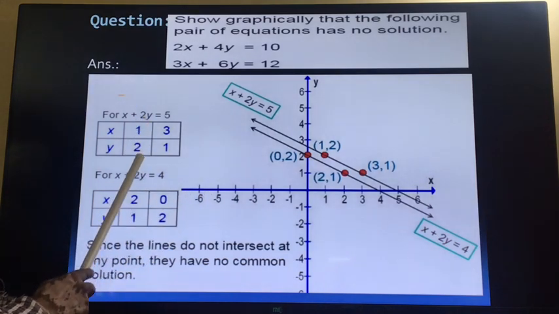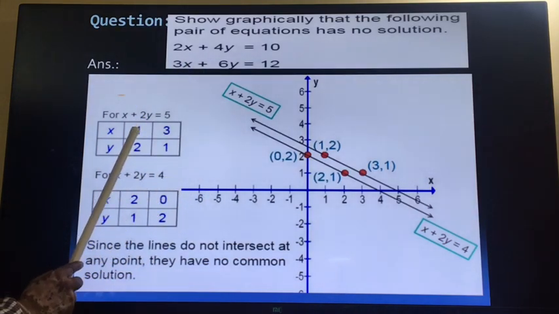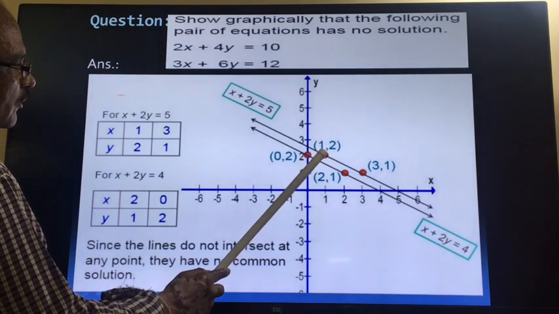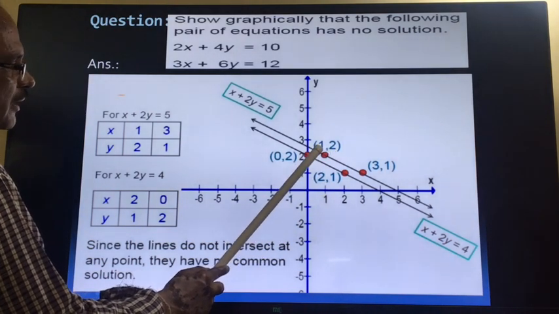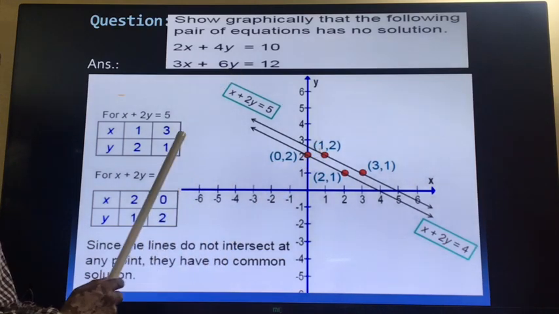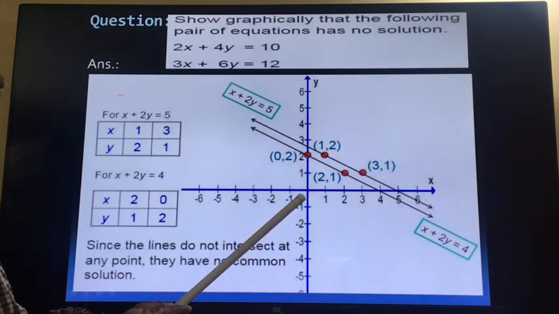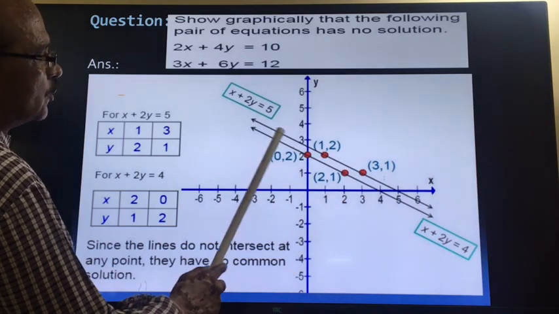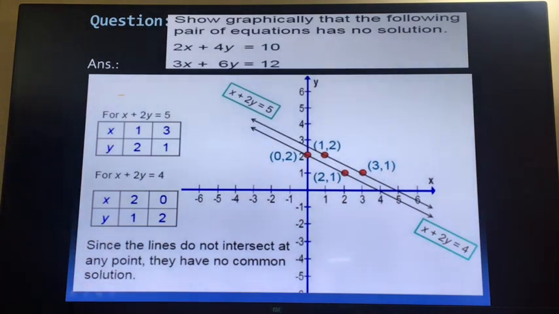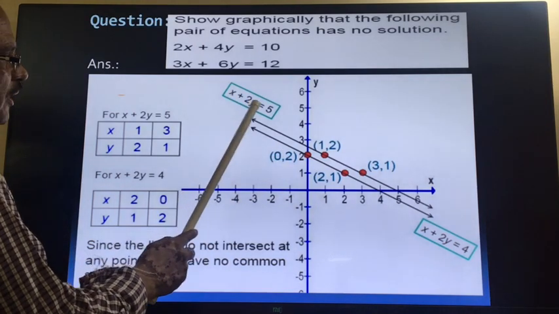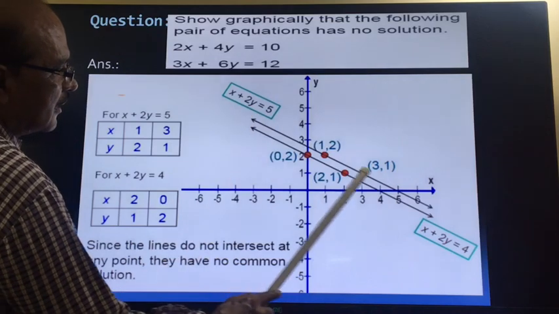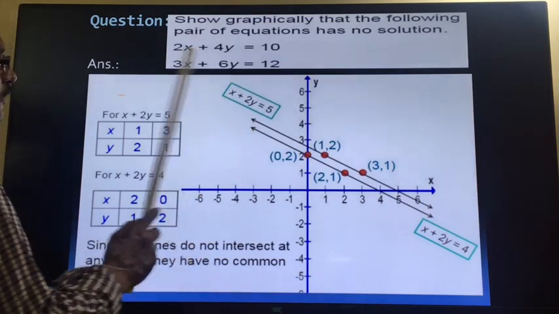By taking these two solutions, we can plot these points. 1 and 2: x is equal to 1, y is equal to 2, right? Sorry, I said 2 and 1 at first, but it is 1 and 2, because we write the value of x first. After that, the next point is 3 and 1, so x is equal to 3 and y is equal to 1. Join these 2 points and draw the line. So x plus 2y is equal to 5, or 2x plus 4y is equal to 10. This is the graph for this equation.